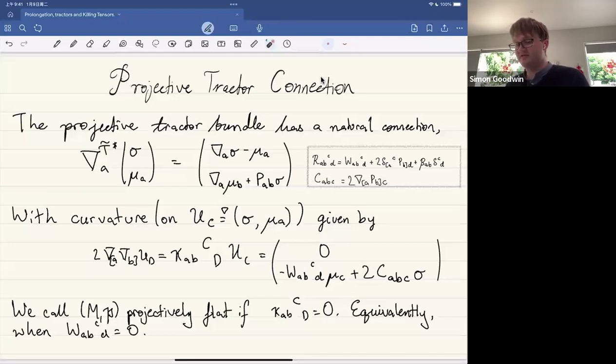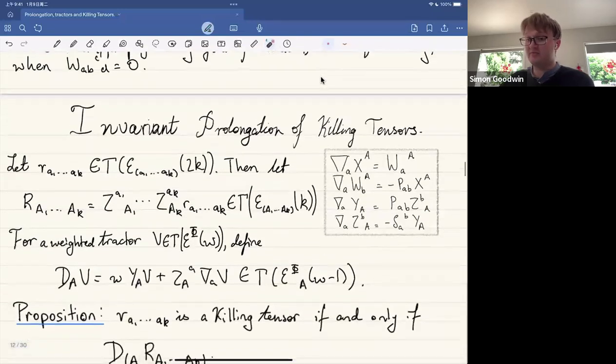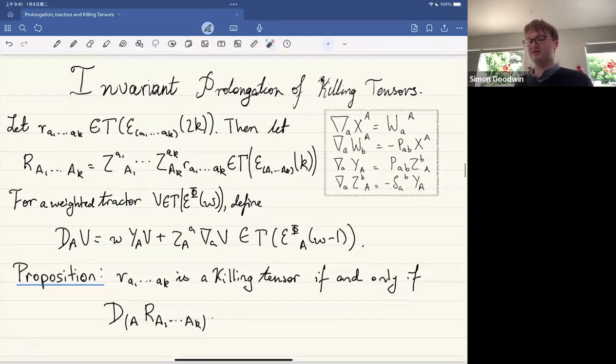And it's usually denoted by a little kappa, and it has components essentially this Weyl curvature and this thing called the Cotton tensor. And projectively flat will mean when W equals 0. If your dimension is at least 3, then that gives you Cotton equals 0 as well. Okay, now that we have all this set up, we can actually start to prolong our Killing equation.